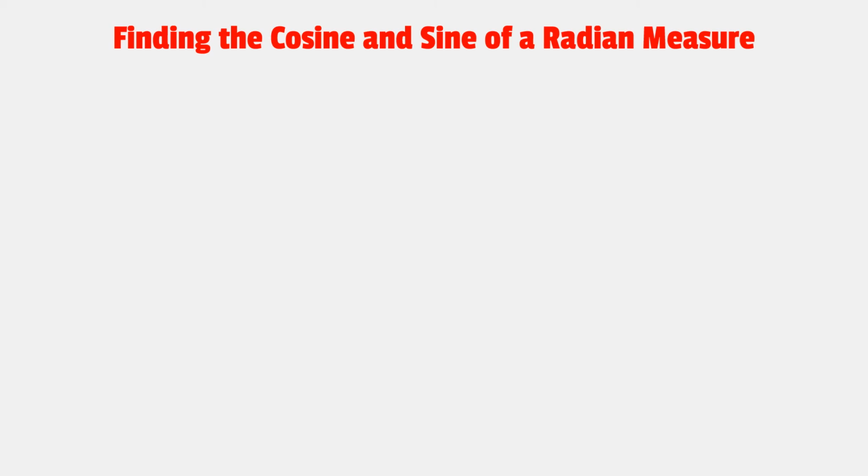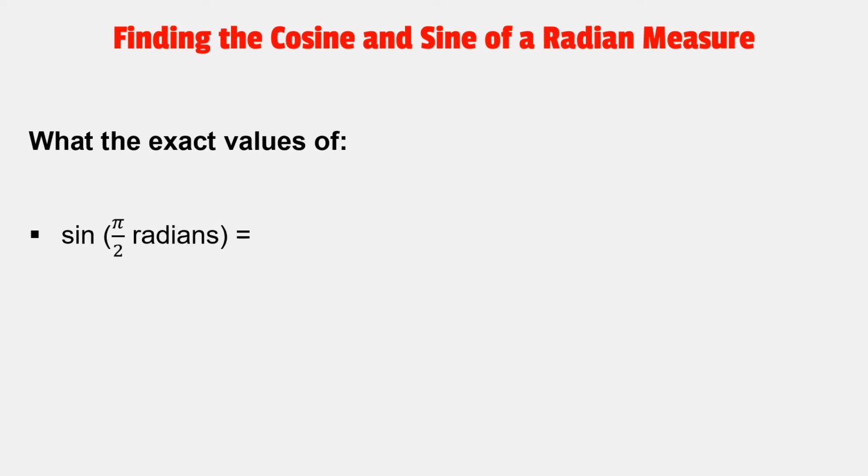Let's take some examples. How to find the cosine and the sine of some radian measures. For example, sine pi over 2 radians. Again, our angle is in radian. We change the mode of our calculator into radians by pressing Shift, Mode, and then we choose number 4 from the list, and then R will appear on our screen. We plug in sine pi over 2 radians, and the answer would be 1.